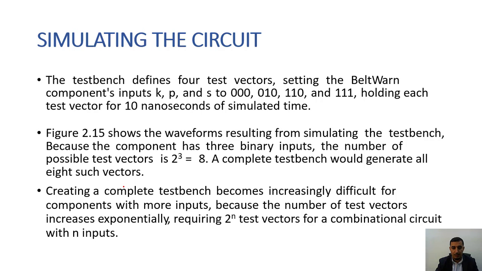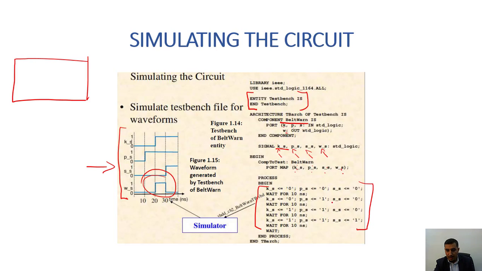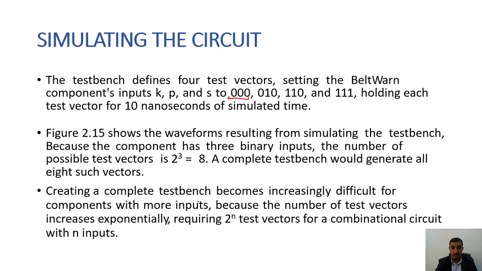Now, as you can see here, we had 3 inputs, so we had to create many outputs, which is 2 to the power 3, which is 8 different instances. We need to create 8 different instances in order to have all the possibilities.